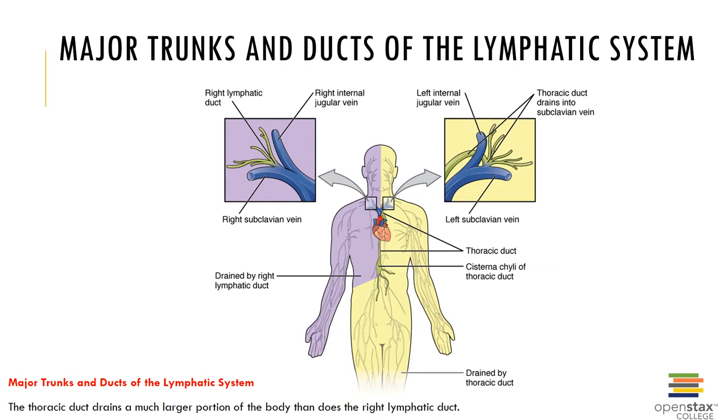The thoracic duct drains the left side of the head, the left arm, the left shoulder, and the left side of the thoracic cavity, all of the abdomen, pelvic region, and both legs. The thoracic duct empties into the left subclavian vein.